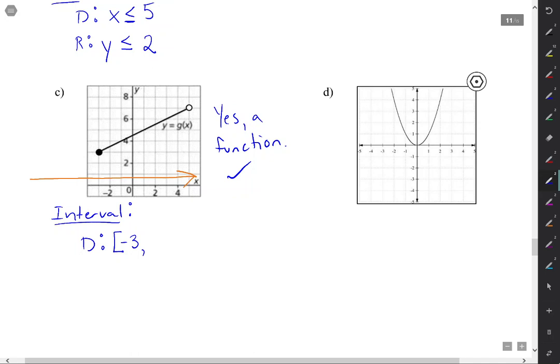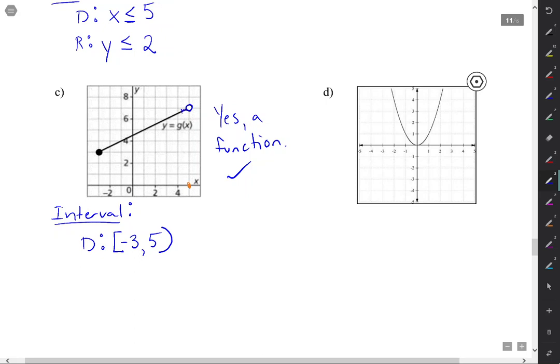And then comma. And then what is the biggest or the last x value that we see on the graph? Well, that would be here at +5. Now this time, does it include that point? Well, it's an open circle, so it does not include that point. So on this side of the interval, I'm going to put a round bracket because it does not include 5, but it includes every single point up until then.